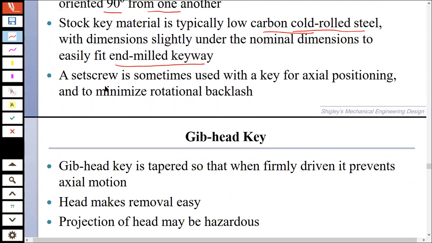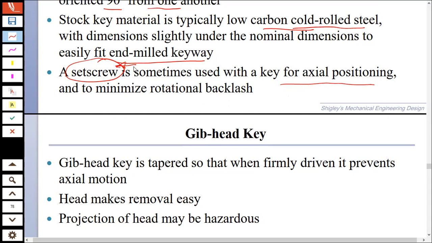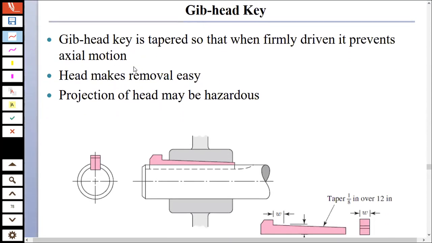ठीक है जी. A set screw is sometimes used with a key for axial positioning. So because set screws are used for axial positioning and keys are used for torque transfer, the set screw holds the component in axial direction while the torque is transmitted through the key. There are other keys, jib head key.